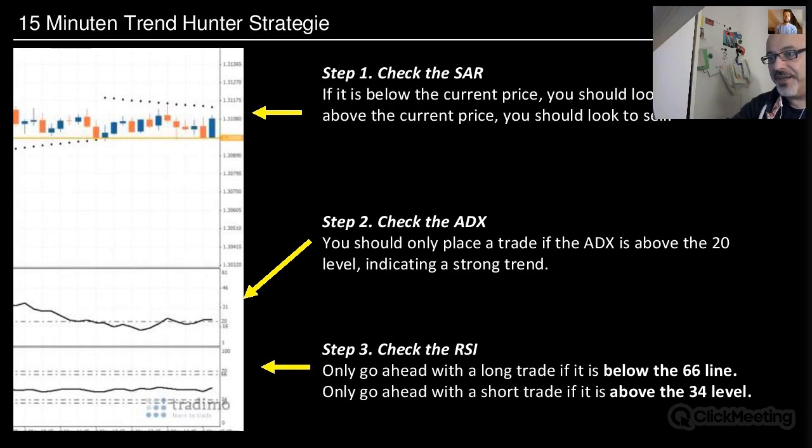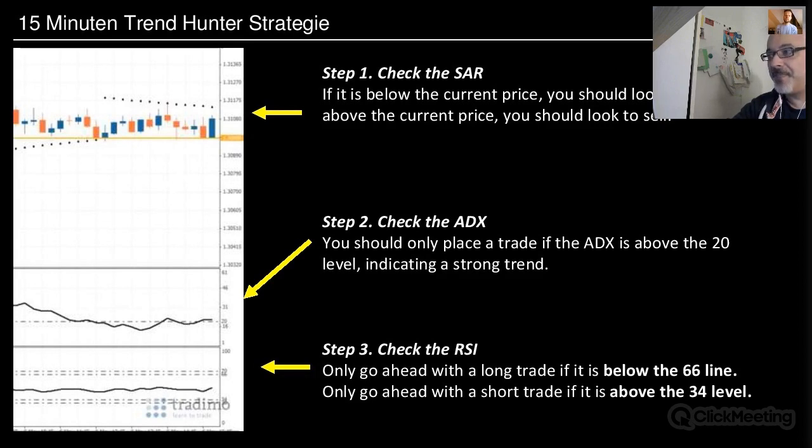Step 2, check the ADX. You should only place a trade if the ADX is above the 20 level, indicating a strong trend. Step 3, check the RSI. Only go ahead with a long trade if it is below the 66 line, and with a short trade if it is above the 34 level.